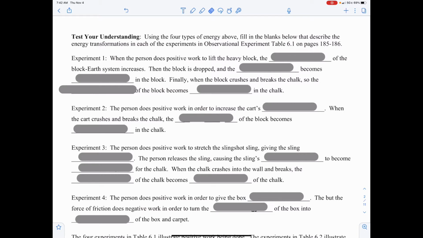Experiment number 1. You hold a heavy block just above a piece of chalk, which would be the initial state. Then you release the block. The chalk does not break. Now you lift the block about 30 centimeters above the chalk, the final state. If you release the block from a higher elevated position, the block falls and smashes the chalk. Let's see experiment number 1.